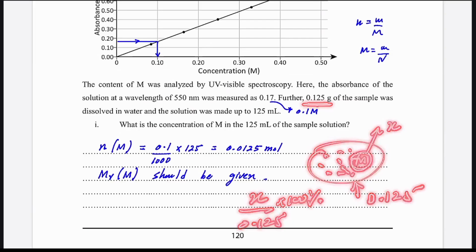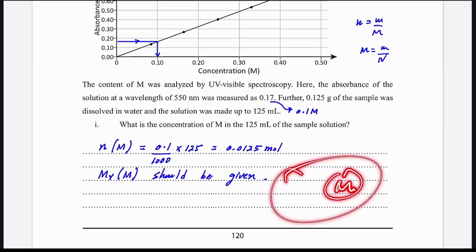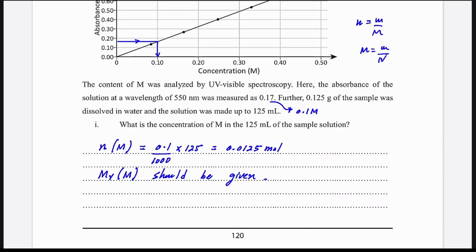So the details are not given, so that's why it's hard to do. Yeah. So it says the sample was dissolved in water, right? So wouldn't that just mean the sample is just M and then you put it inside the water and it becomes 125 milliliters? No. Sample means the whole thing. Inside that you have M. But then how do you put this sample inside water?